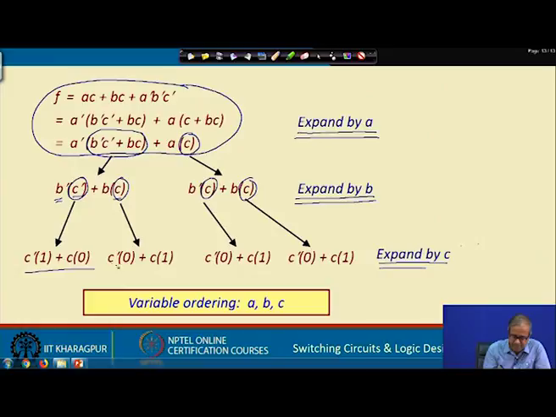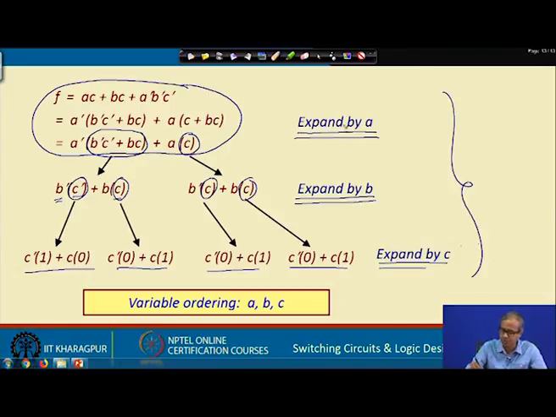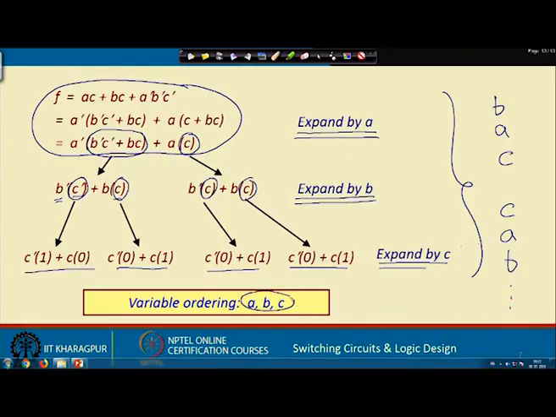But if it is c, then c bar multiplied by, replace c by 0, it is 0; c into, replace c by 1, it is 1. So, in this way I get this. Now, you recall when you do the expansion, here I have shown a, b, c, but I can do it in any order. I can first use b, then a, then c, or I can use first c, then a, then b, and so on. Here I have illustrated only one particular order, the variable ordering is a, b, c.